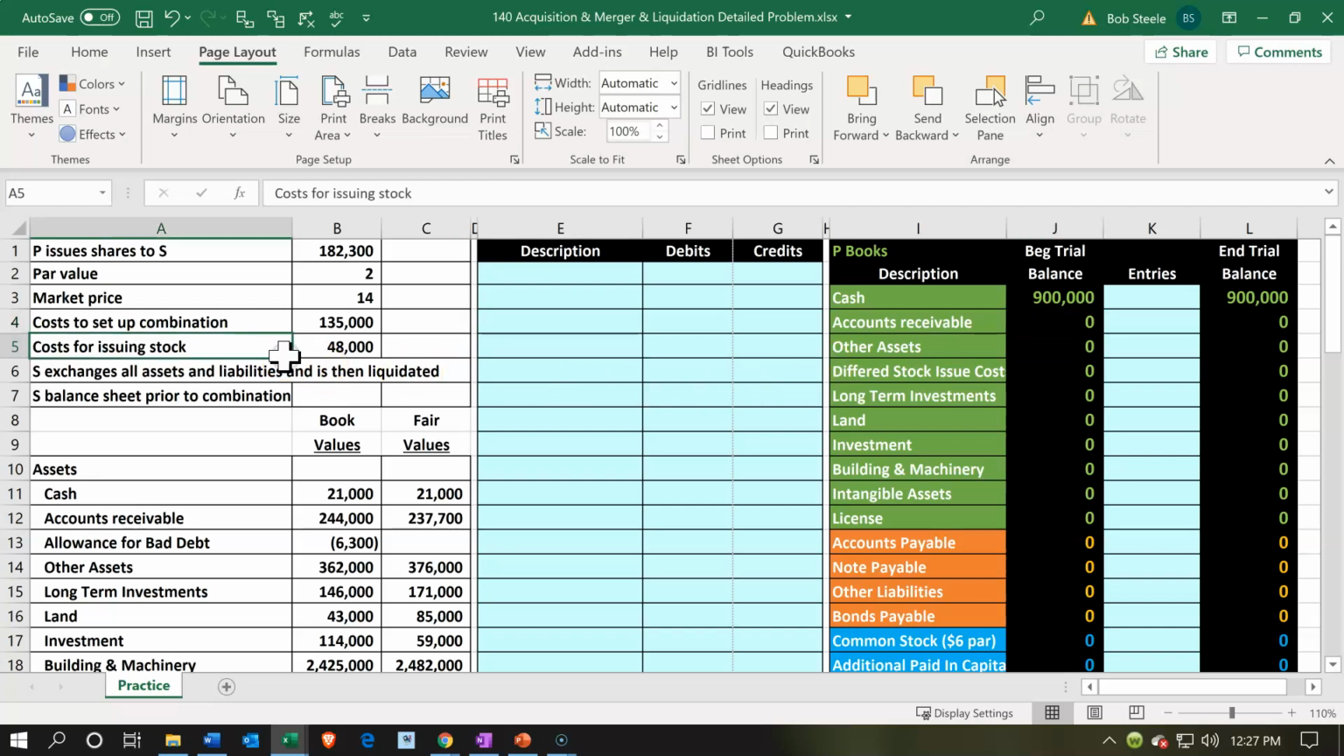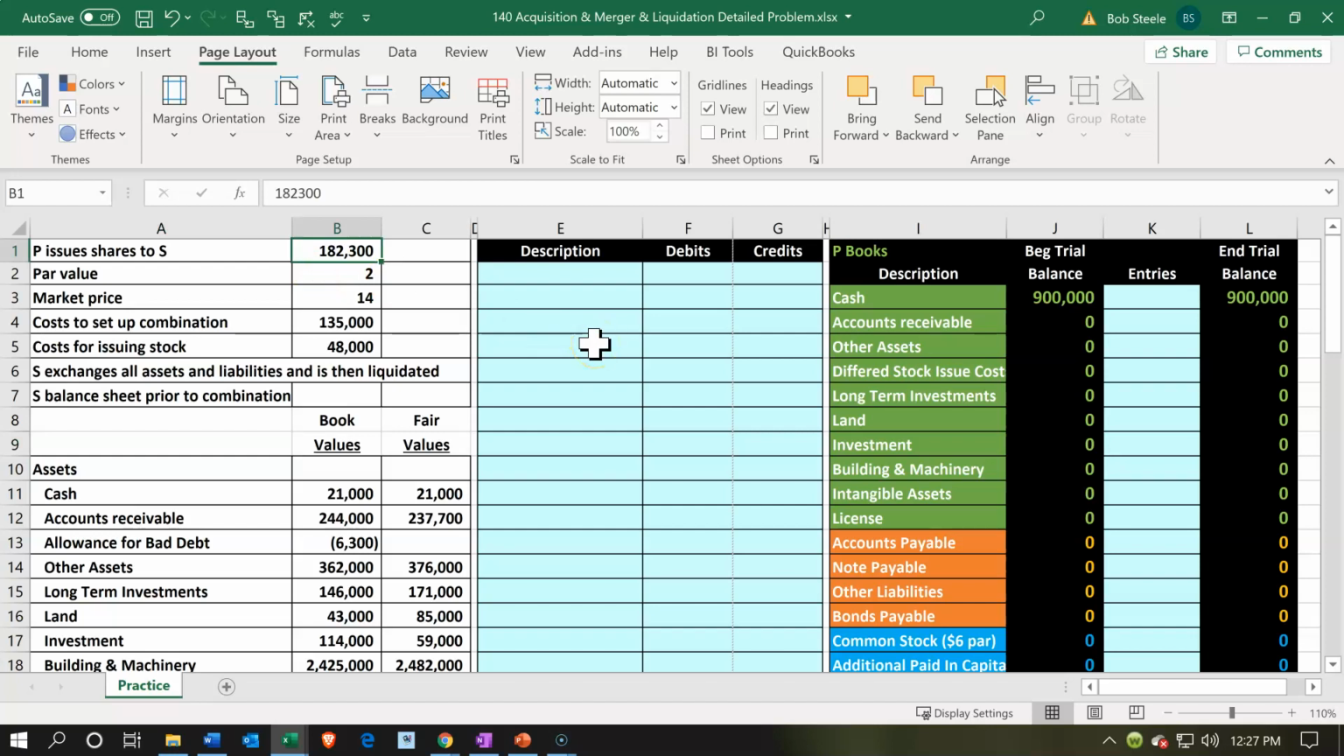We're going to say, all right, on the left-hand side, we've got our information. P issues shares to S. So the situation is going to be, P is going to be purchasing the net assets of S. So S is going to be purchased completely, the net assets purchased, and then the S corporation is going to be dissolved or liquidated so that we're left with only P, who has now acquired all the net assets of S. Okay, so they're going to purchase, and they're going to do so by issuing shares.